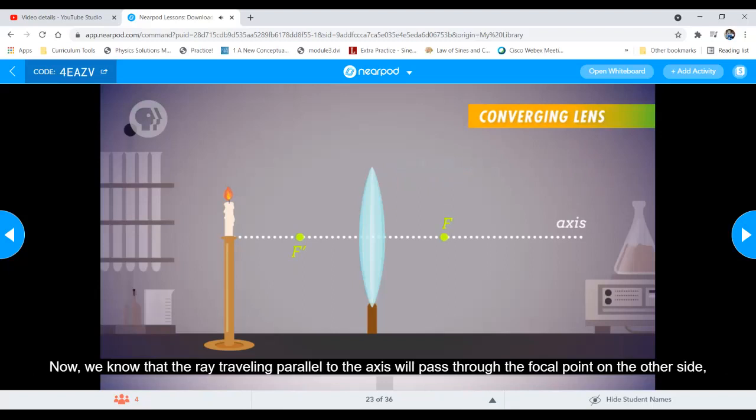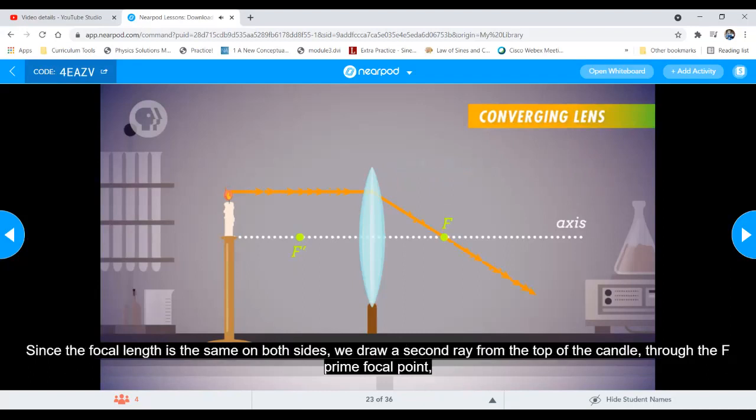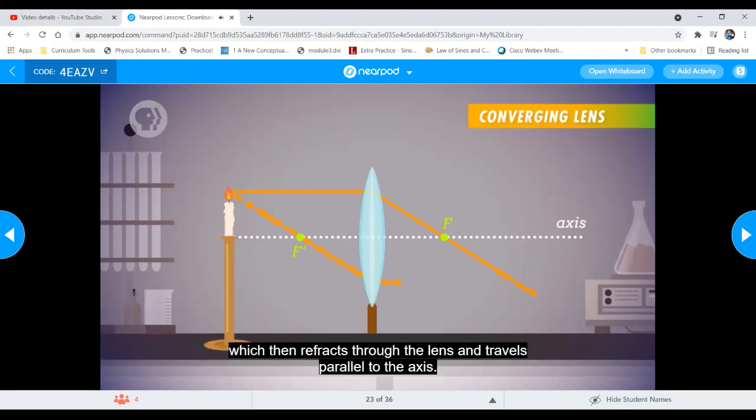Now, we know that the ray travelling parallel to the axis will pass through the focal point on the other side, so let's draw a ray from the top of the candle, refracting through the lens, and then passing straight through the focal point f. Since the focal length is the same on both sides, we draw a second ray from the top of the candle through the f prime focal point, which then refracts through the lens and travels parallel to the axis.